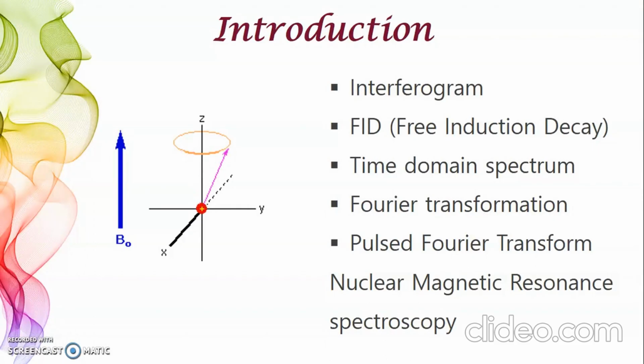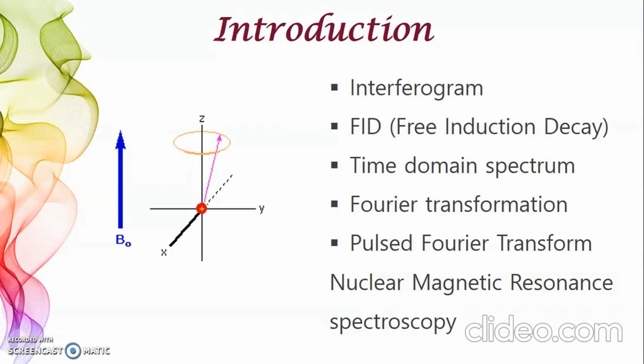The sample is irradiated with an intense peak of all radio frequencies in the desired range at once, while keeping the magnetic field constant. All the nuclei under study absorb at their individual frequencies and are flipped to the higher energy spin states. This results in an interferogram called free induction decay or time domain spectrum.